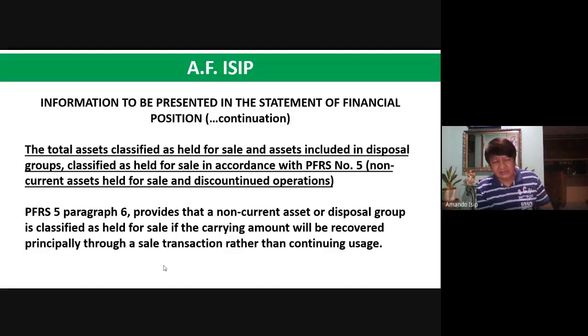So let's proceed to the next topic. This is a very short lecture. The next item that occupies one line item in the statement of financial position is the total assets classified as held for sale and assets included in disposal groups. What do you mean by held for sale? We have various assets in our possession. We have to do some reclassification. The assets being used in business operations are classified separately under property, plant, and equipment. But all those assets which are subject for sale will also be classified and treated separately.